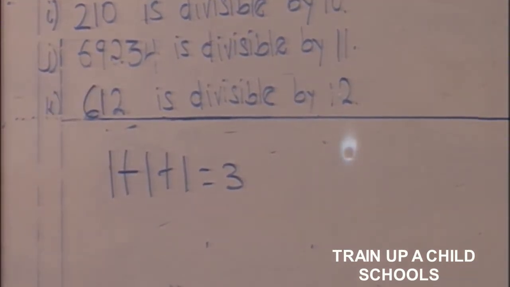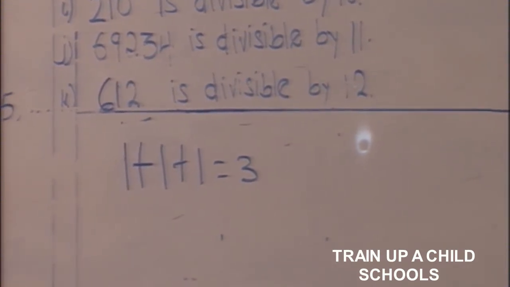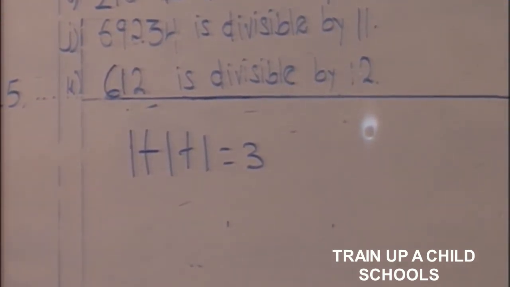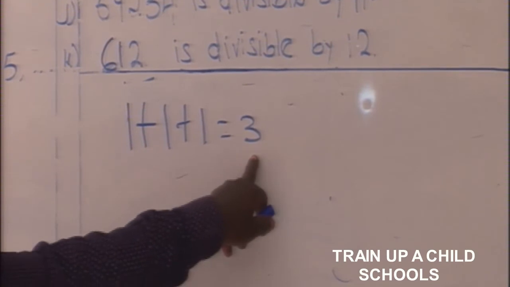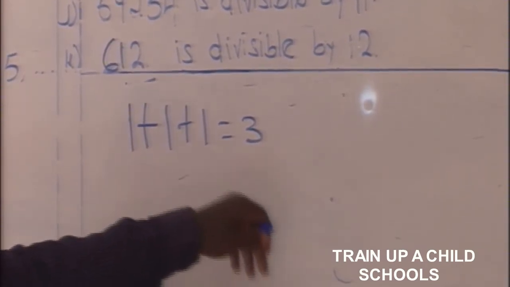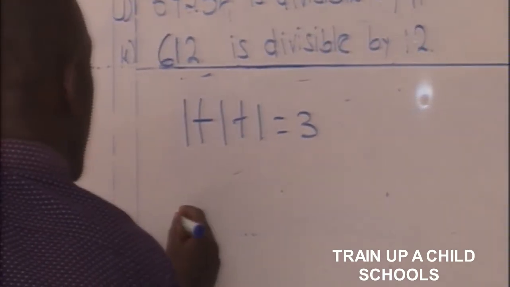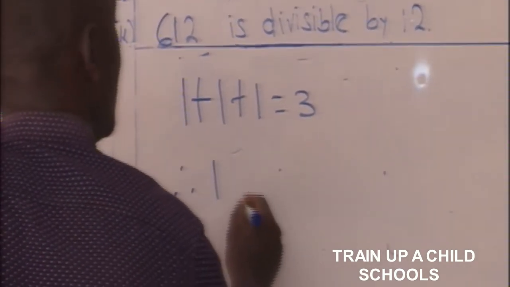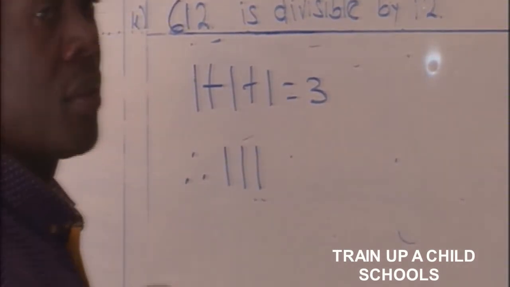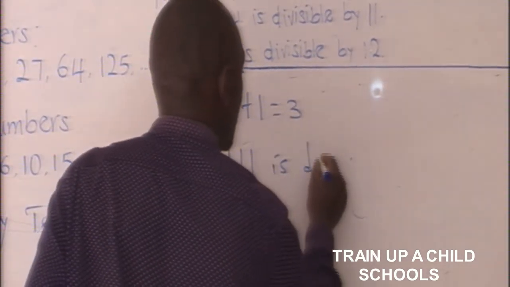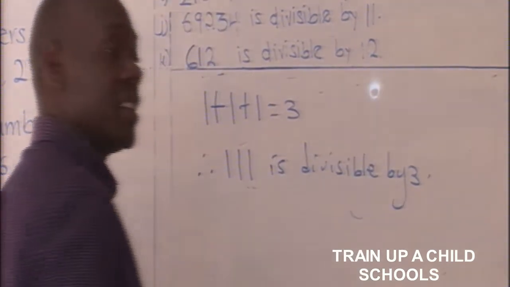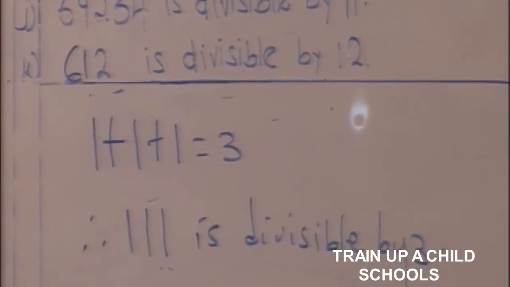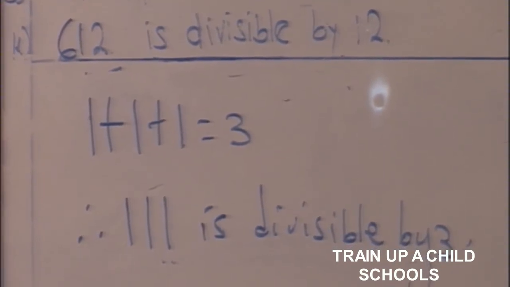Remember, I haven't divided, but you have used the knowledge that a number is divisible by 3 if the sum of the digits is a multiple of 3. Is 3 one of the multiples of 3? Of course, yes. If yes, you are going to conclude that therefore 111 is divisible by 3. Then you underline it. So don't divide, but use the knowledge to test if that number is divisible by 3.